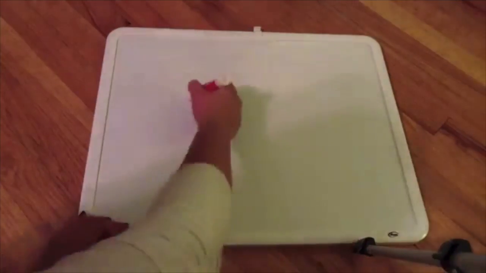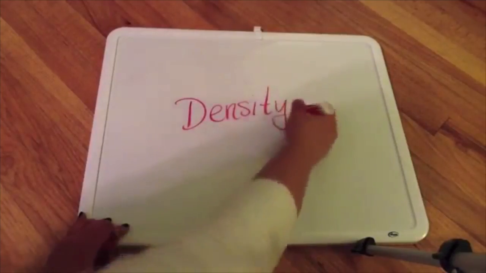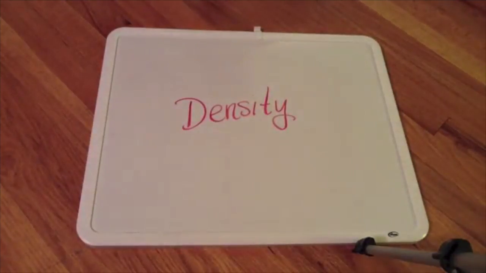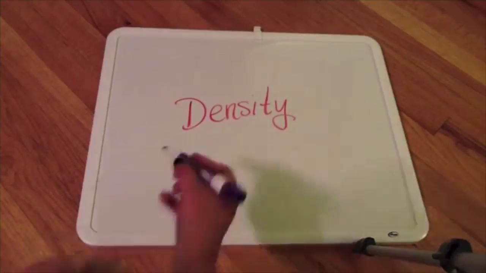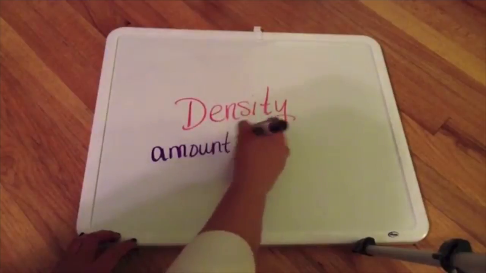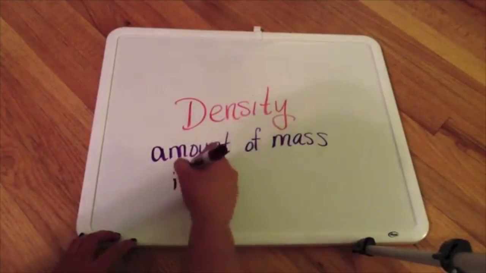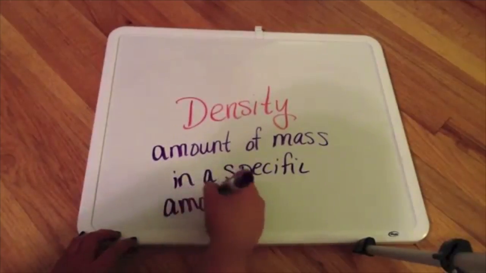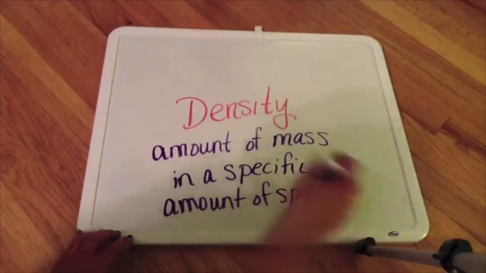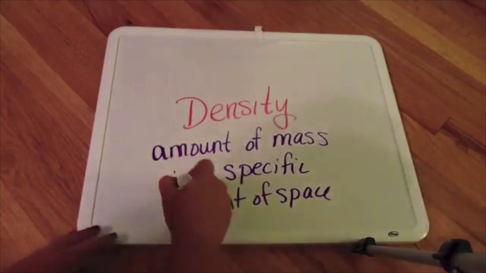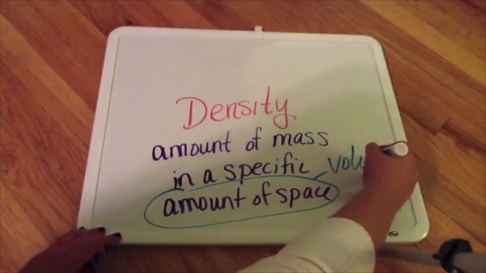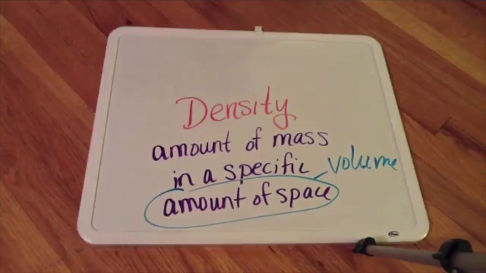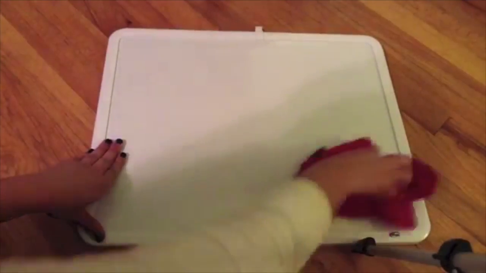Okay, so now let's move on to our third really important physical property, density. So what exactly is density? Well, basically, it is a specific amount of mass in a specific amount of space. And we remember that the amount of space an object takes up is the volume. So density combines mass and volume together.